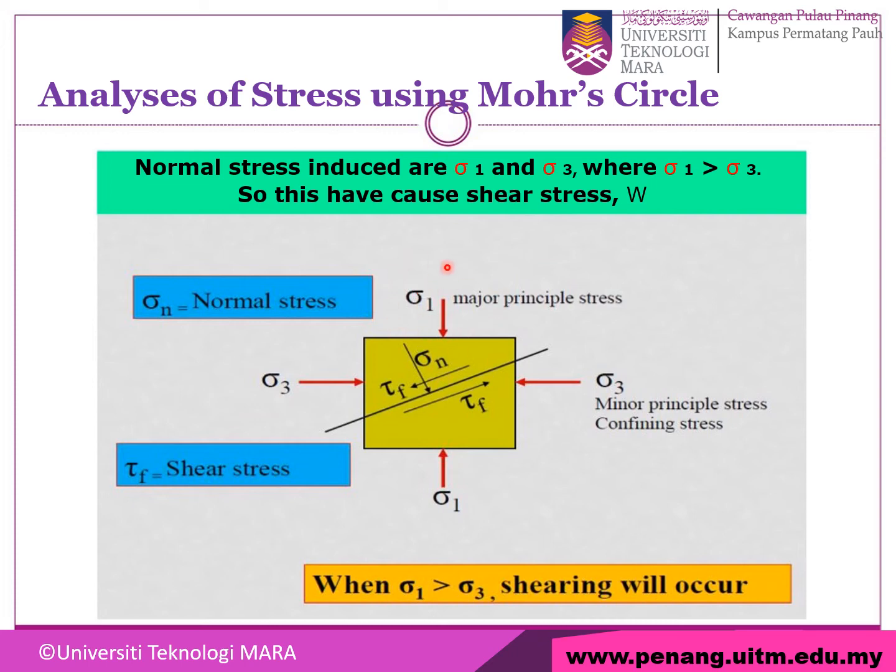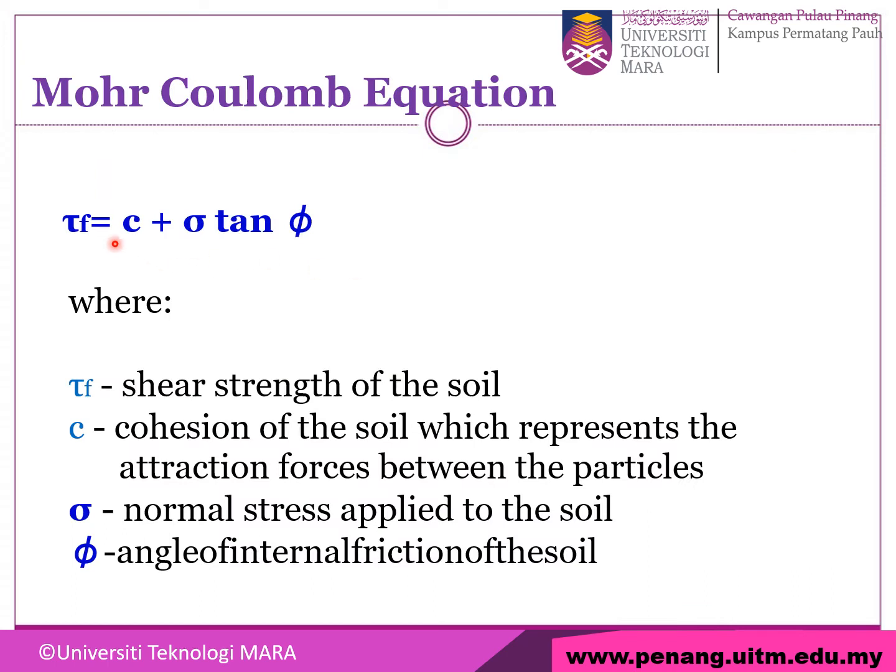This one is the major principal stress, and this one is the minor principal stress, the confining stress. If sigma 1 is more than sigma 3, shearing will occur. This is shear stress. This is the Mohr-Coulomb equation. Shear strength of soil is equal to C, cohesion, plus stress times tangent phi. Stress is the normal stress applied to the soil. Phi is the angle of friction of the soil.